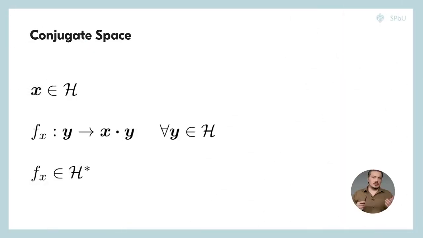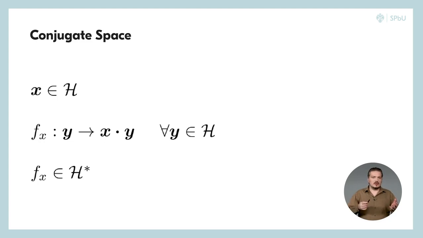In some Hilbert vector space H, let's consider some non-zero vector x. The inner product of x by any other vector is a scalar. This allows us to define a linear functional f_x, defined by x. A functional is a thing which takes a vector as an input and returns a scalar as an output.